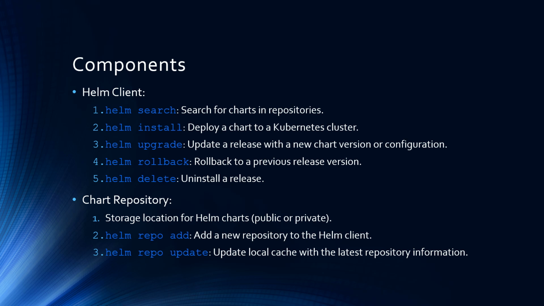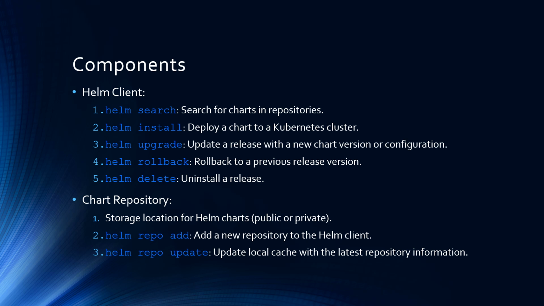Helm Upgrade is crucial for managing the lifecycle of your applications. It allows you to modify existing releases with new configurations or chart versions. This command is particularly powerful when combined with the --atomic flag for atomic upgrades or --install for creating new releases if they don't exist.